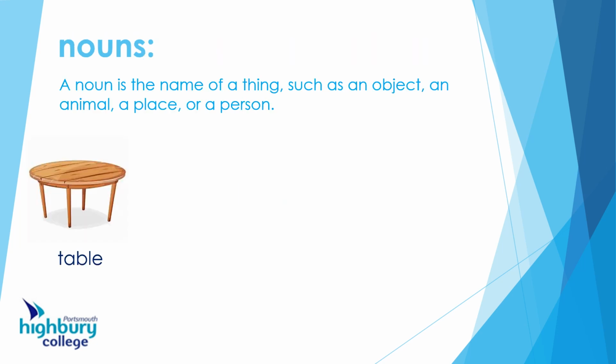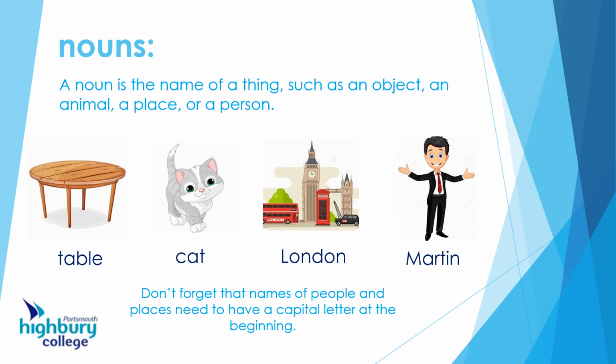So let's start with nouns. A noun is basically a thing. So objects, animals, places, people, all of those kinds of things, they are nouns. So there we go, 4 different nouns. A noun is just the name of something. Now you need to remember that if we're talking about the name of people or the name of places, don't forget that when you spell the name, you must always give it a capital letter at the beginning. That's the spelling rule.